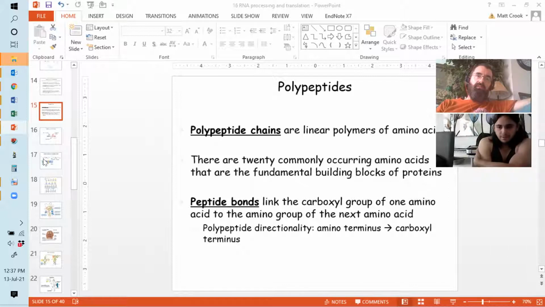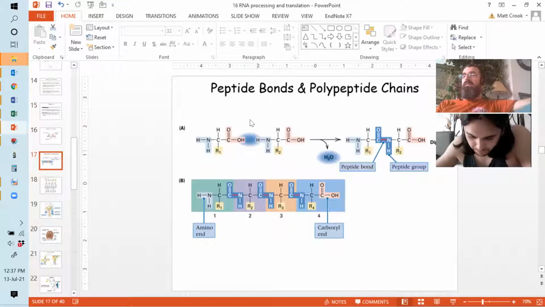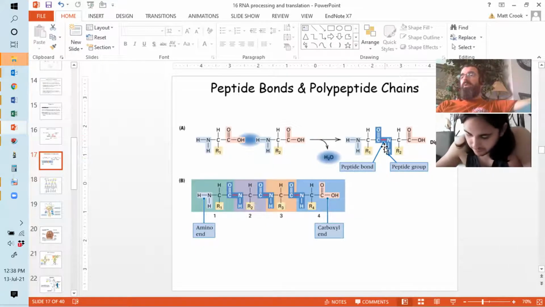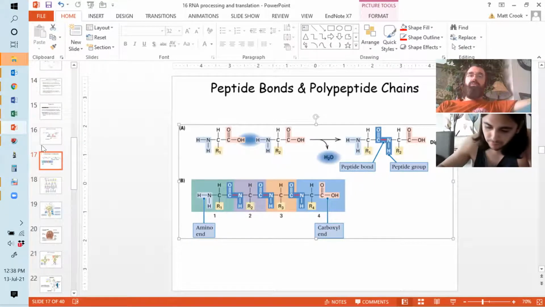Here we go, by peptide bonds. And a kind of recap, this is very much the same as it is for DNA and RNA synthesis, right? An OH and an H get removed, forms water. That's why it's called a dehydration reaction or condensation reaction. And a peptide bond is formed between the C terminal or the carboxyl group of one amino acid and the amine group of another.